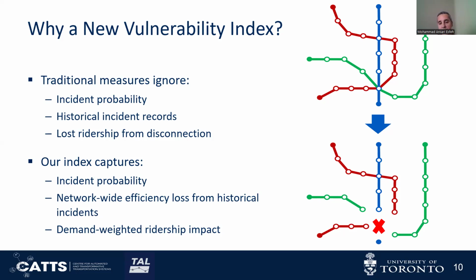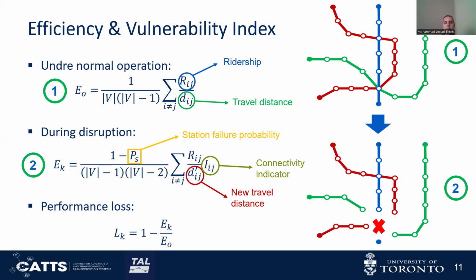Our index aims to capture 3 things at the same time. The probability of station failure, the network-wide efficiency loss from historical incidents, so we are looking at all of those 45,000 incident records that I mentioned before, and also the demand-weighted ridership impact. So OD pairs that carry more passengers count more in our approach. I'm not going to go deep into the methodology. I'm just going to provide a quick overview of what we have done.